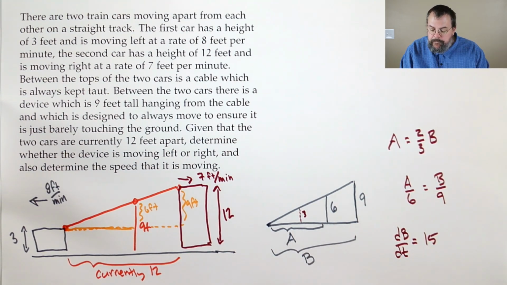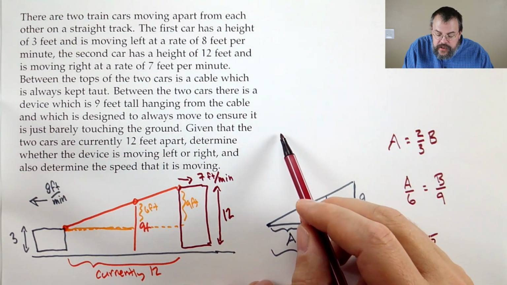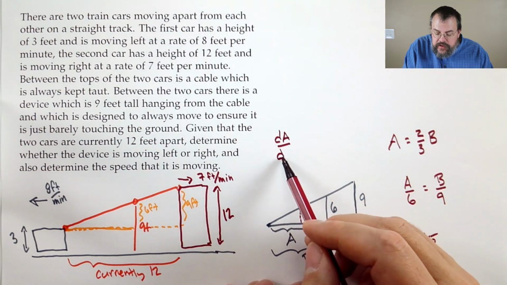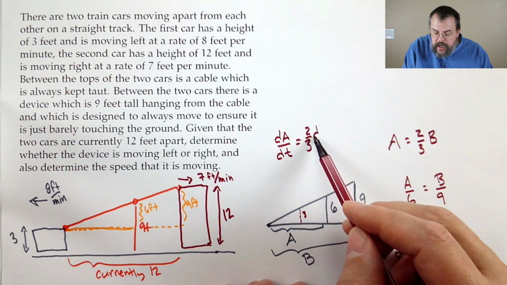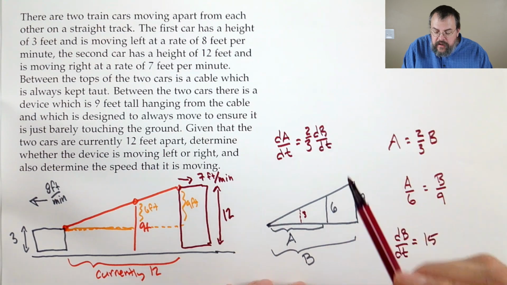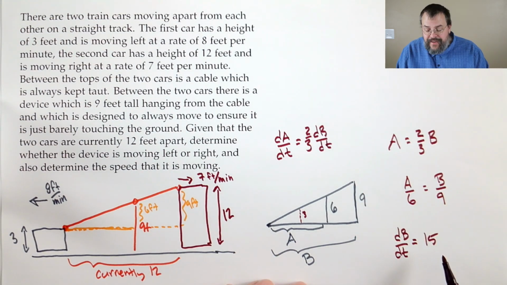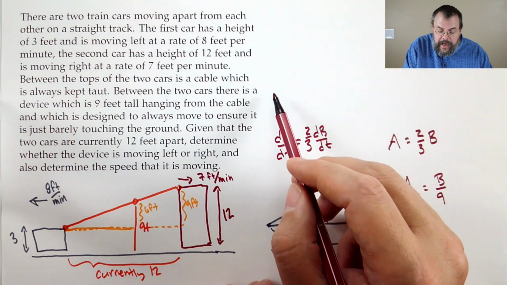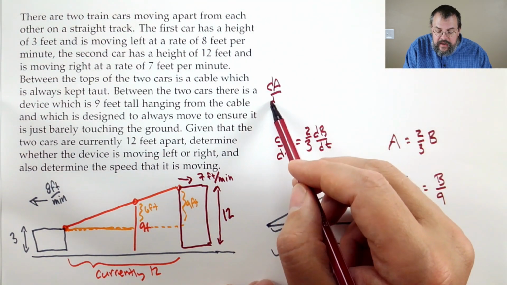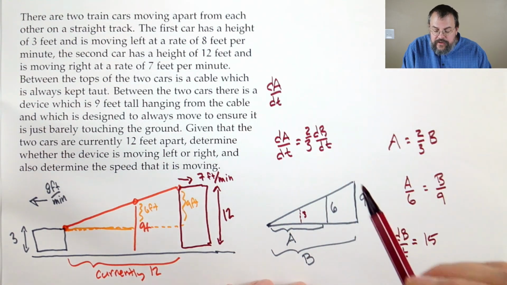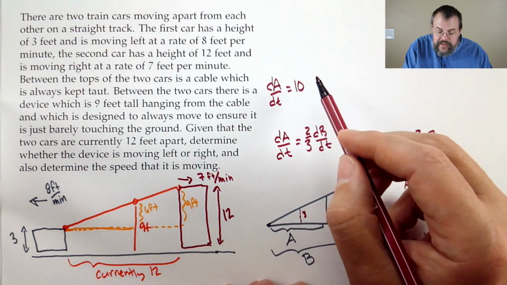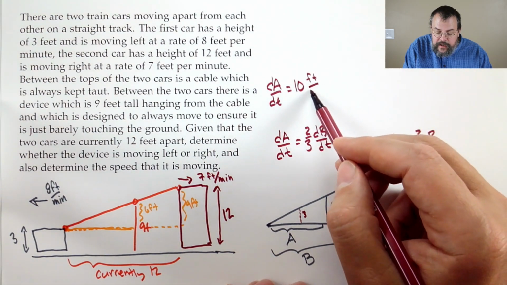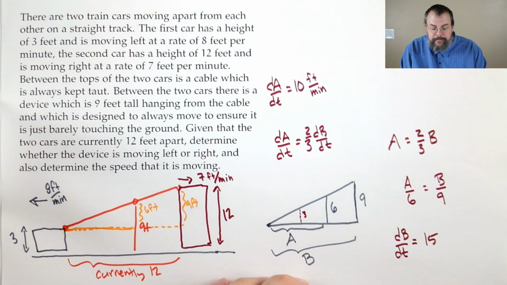Okay. So our conclusion is then that taking the derivative, dA/dt is 2/3 times dB/dt, but we know what dB/dt is. It's 15. So we have that dA/dt is 2/3 of 15, which is 10. So that says this is going at 10 feet per minute.